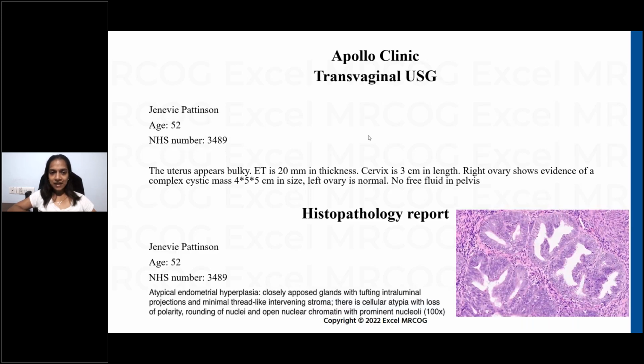So the next thing that was given to you is the transvaginal ultrasound report and the histopathology report. Now the transvaginal ultrasound says that uterus appears bulky, ET is 20 millimeters, and the right ovary is showing a complex cystic mass. Left ovary is normal. Okay, and the histopathology is showing atypical endometrial hyperplasia.